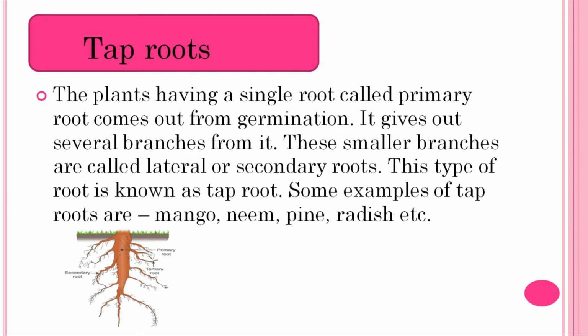See, the ground and one primary root is coming out of it, and many other lateral or several branches are coming out of it. So, these are the secondary roots.